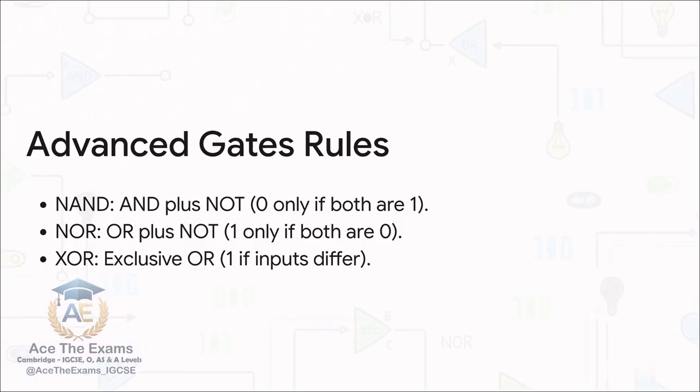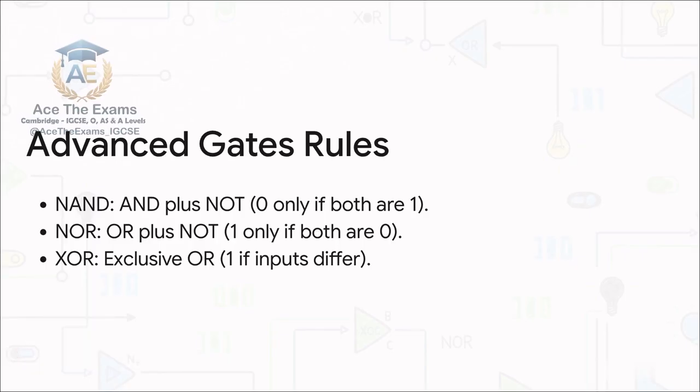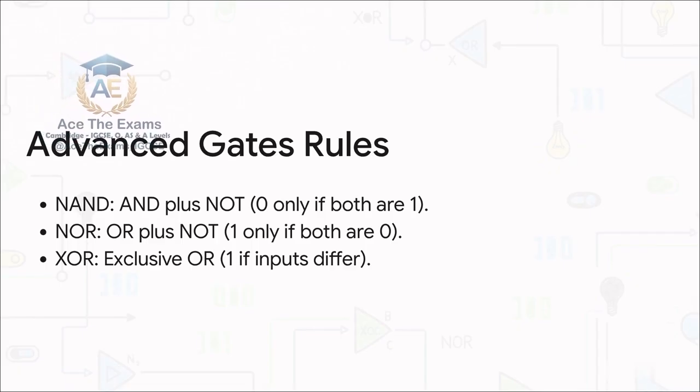Next, the NOR gate acts as an OR gate plus a NOT gate. A normal OR gate outputs a 1 almost all the time. So, a NOR gate is incredibly restrictive. It only outputs a 1 if both inputs are absolute zeros.